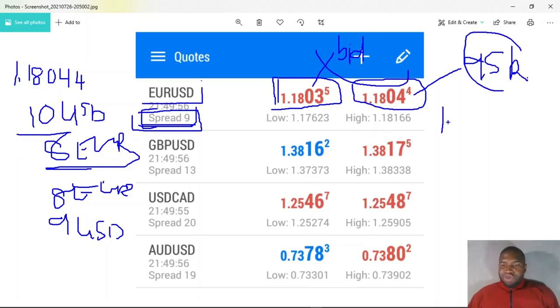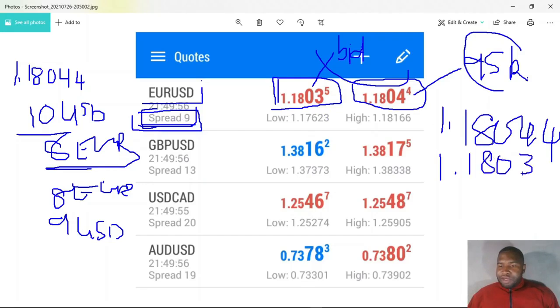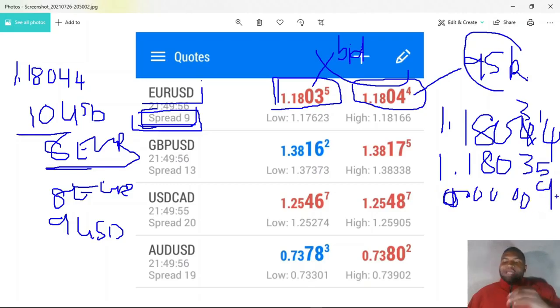So I was about to do the calculations. 1.18044 minus 1.18035. So you find that 4 minus 5, it can't, so 14 minus 5, that is a 9. All these will become zeros, and it's 0.0009. Now you might say that here it says 0.00009. Why is here being said 9?